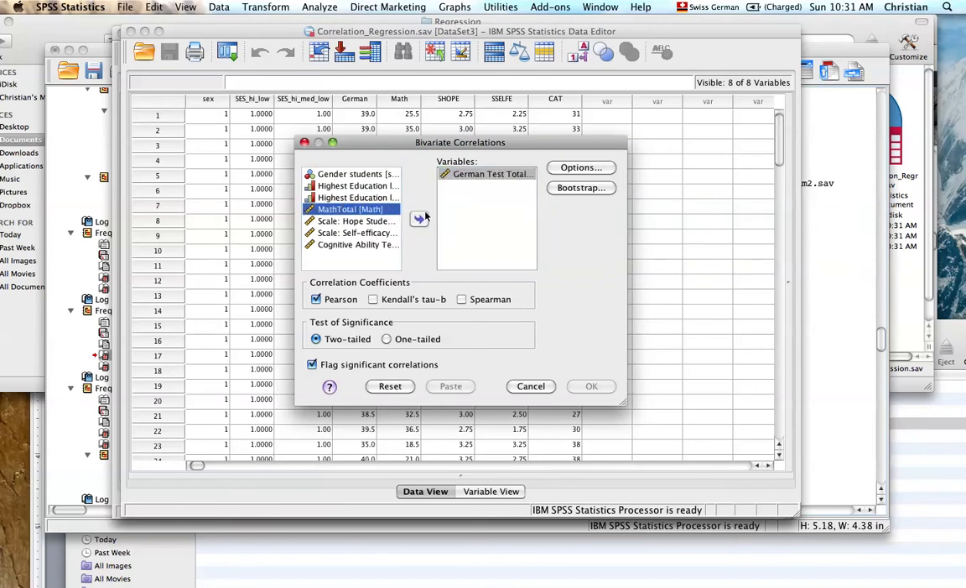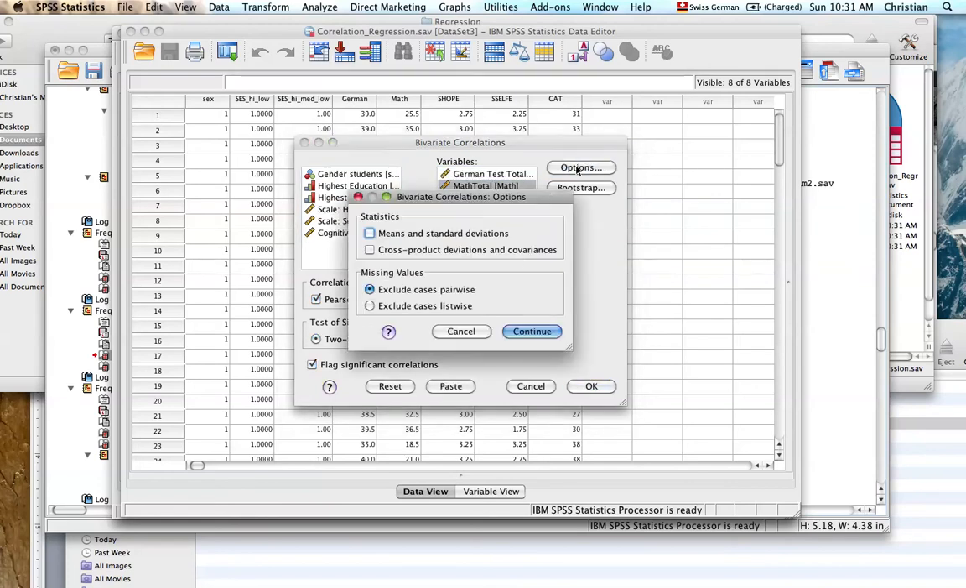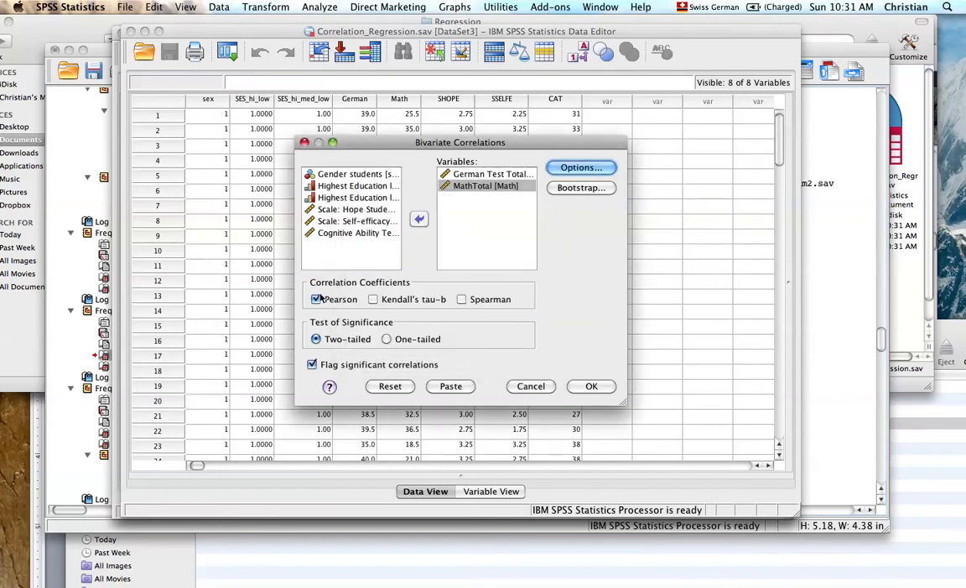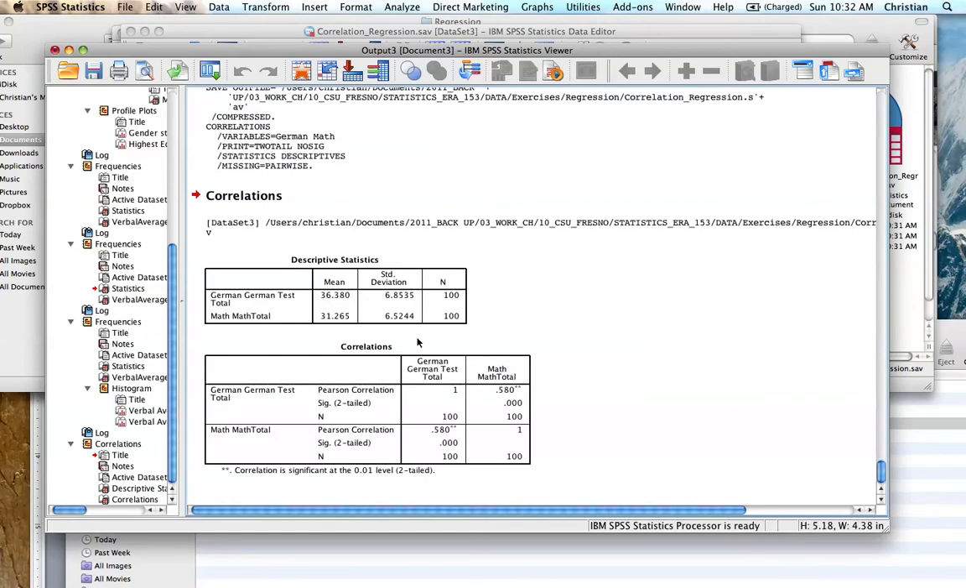Click it over, German, math, and in the options we can ask for means and standard deviations, and we choose the Pearson correlation coefficient. There are two other ones when we have different scale levels. For example, for ordinal scales, we can use these two, but we're just going to stick with the Pearson, and we are going to test it two-tailed. If we have an idea whether it's going to be positive or negative, we choose the one-tailed significance level. Okay, and we get the display.